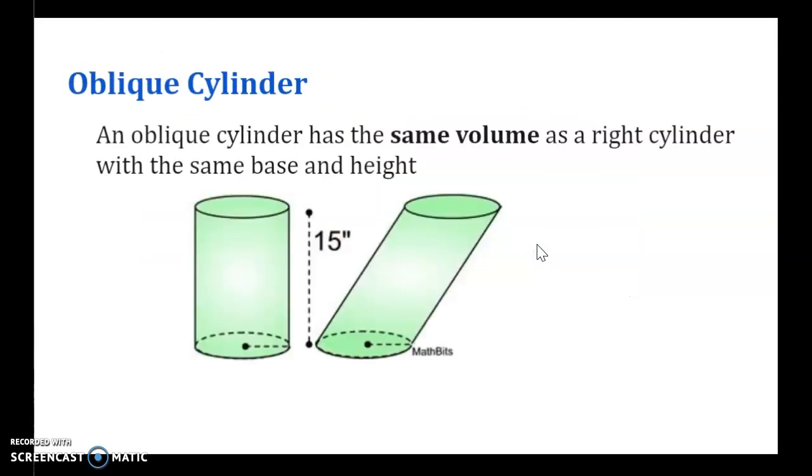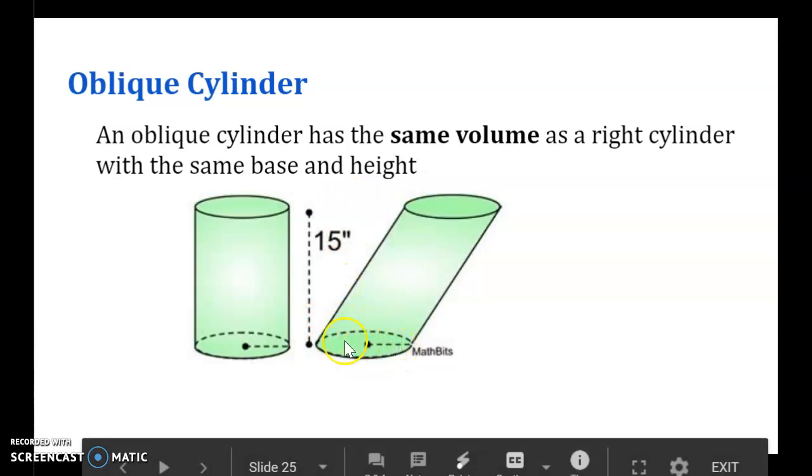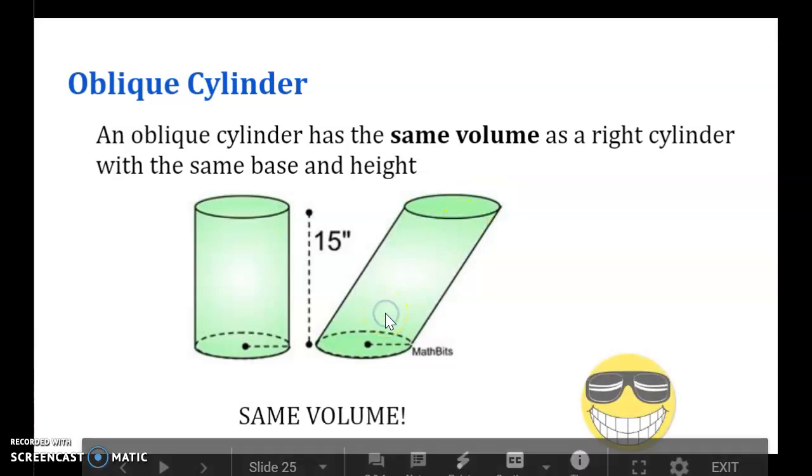Okay, so that's the discovery. So oblique cylinder has the same volume as the right cylinder with the same base and height. So as long as the base area is the same and the height is going to be the perpendicular height to the base area, then you just need the perpendicular height and the base area. It does not really matter what angulation this oblique cylinder is. So same volume. Yay!